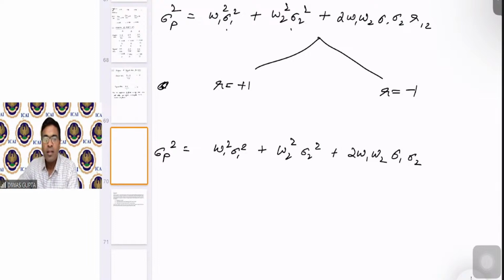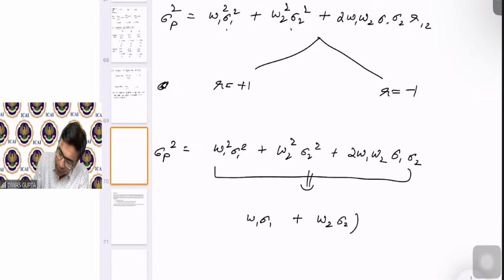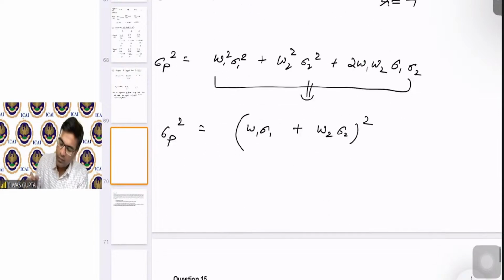Yes, correct. So R12 will become 1. Hence this is the formula. Now, if you read this formula, can I rewrite this as (A plus B) whole square, right? A square plus B square plus 2AB. This is the same thing.